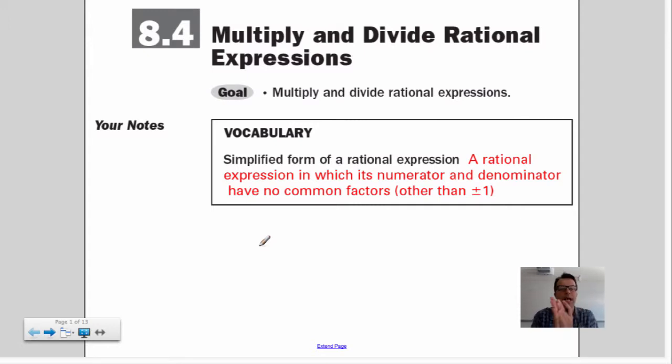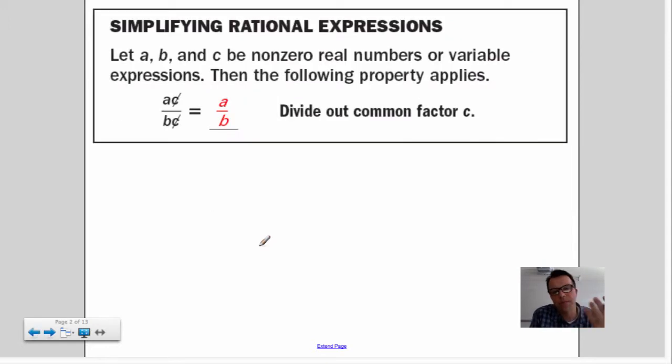Here is section 8.4. This is multiplying and dividing rational expressions. So an expression is not an equation, just an expression. And a rational expression is simplified when its numerator and denominator have no common factors. So here's again our rule. Basically, if you have a common factor c divided by c, you can cancel. This could be x divided by x. This could be the quantity x plus 2 over x plus 2. We are allowed to divide that out.